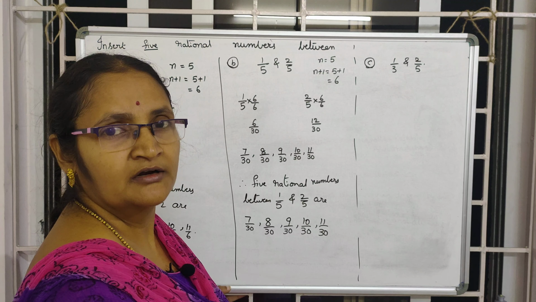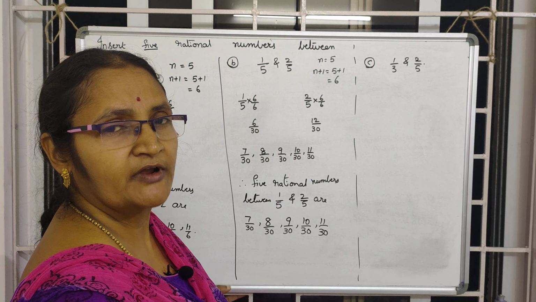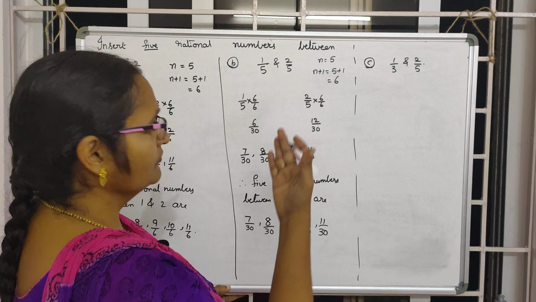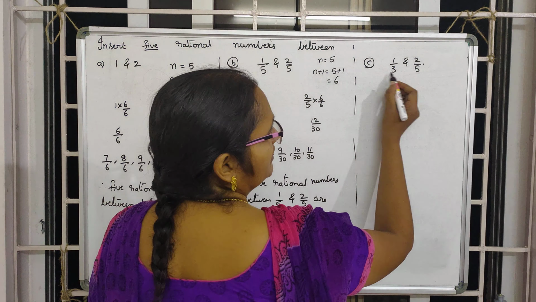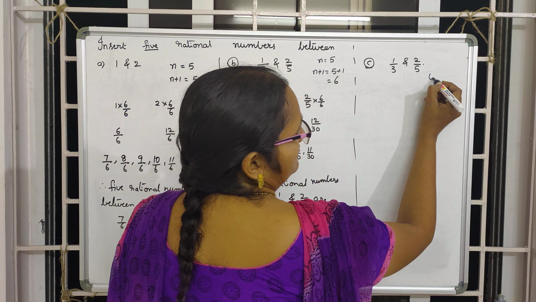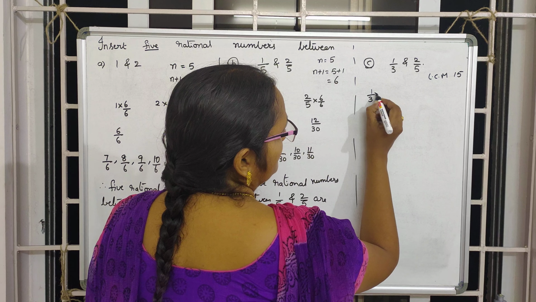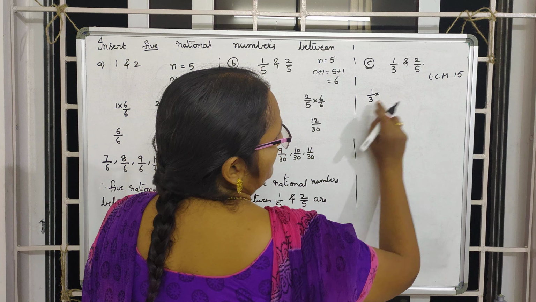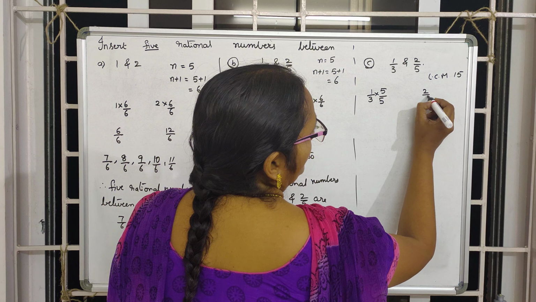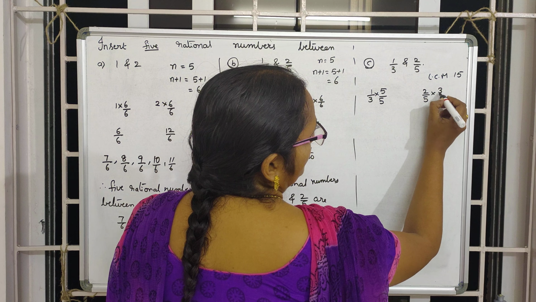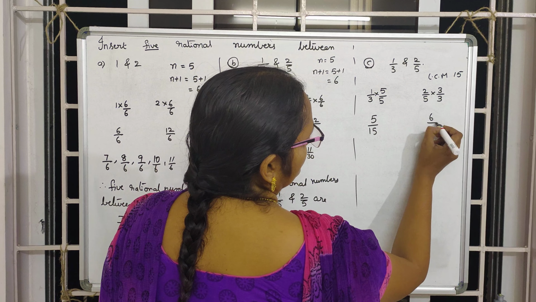Now in this example, 1 by 3 and 2 by 5, those two fractions are unlike fractions. So first we have to convert these unlike fractions into like fractions. Then we can follow the same method as in the previous example. How to convert these into like fractions? We have to take the LCM. LCM of 3 and 5 is 15. So this fraction 1 by 3, we convert with denominator 15. 3 in 15 how many times? 5 times, so 5 upon 5. For 2 by 5, 5 in 15 how many times? 3 times. So it will become 5 by 15 and 6 by 15.